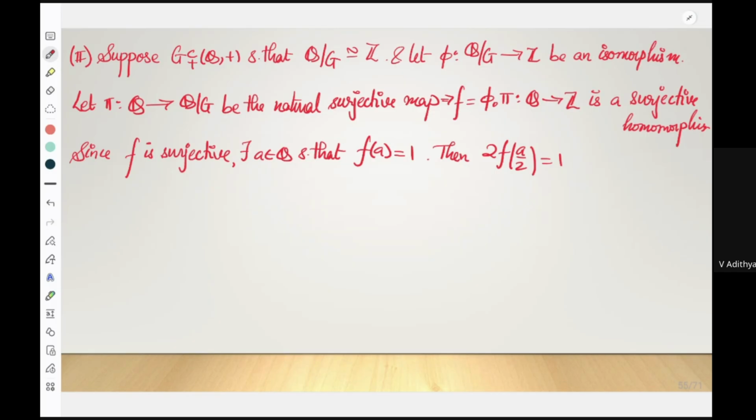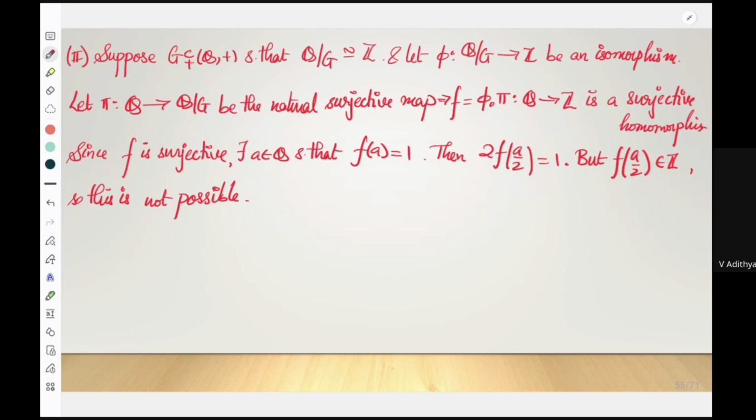f of a by 2 plus f of a by 2 is 1, which means 2 times f of a by 2 is 1. However, this is not possible, because f of a by 2 is an integer. So this is not possible. We can't have 2 times an integer be equal to 1, right? Is this part clear?